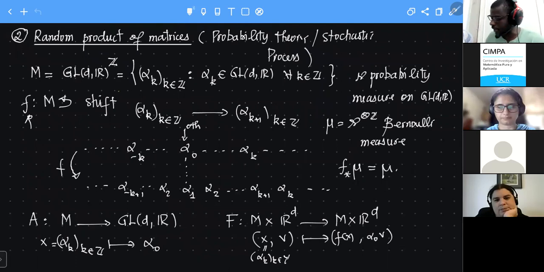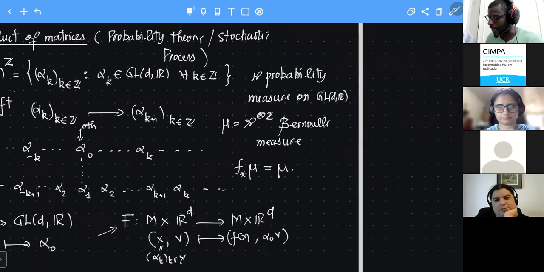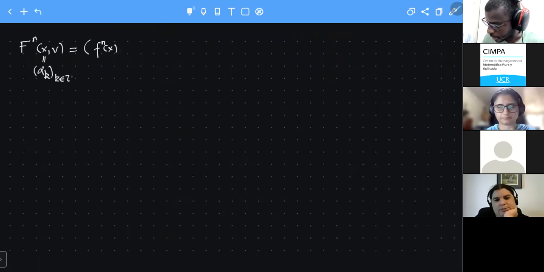So let's look at the iterate of this map. What happens if we take the nth iterate of F? This is just the first coordinate, so you're applying the shift map, which is f^n of x. So this is a sequence alpha k in Z. The image here is just alpha k plus n, k in Z, so you shift n units to the left. And what remains here is just the product of the first n elements of the point x. So you take alpha n minus 1 up to alpha 1, alpha 0, applied to v.